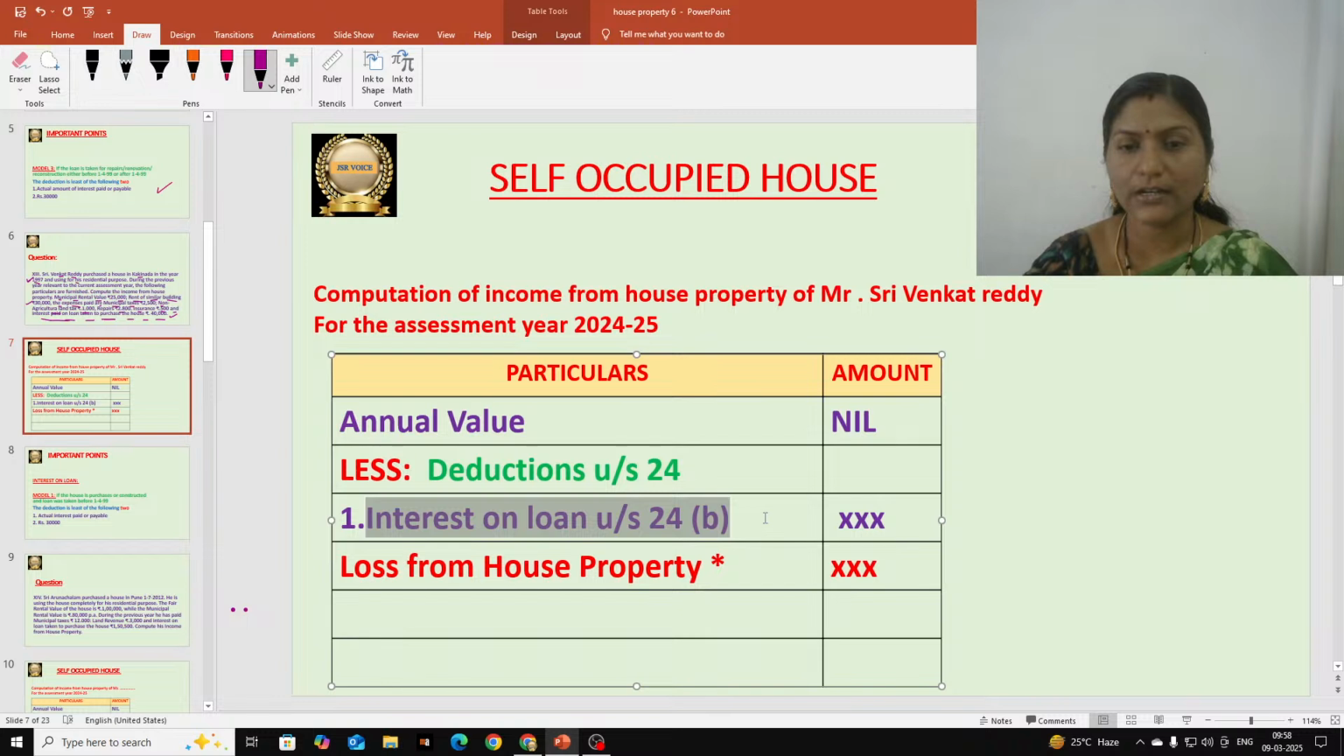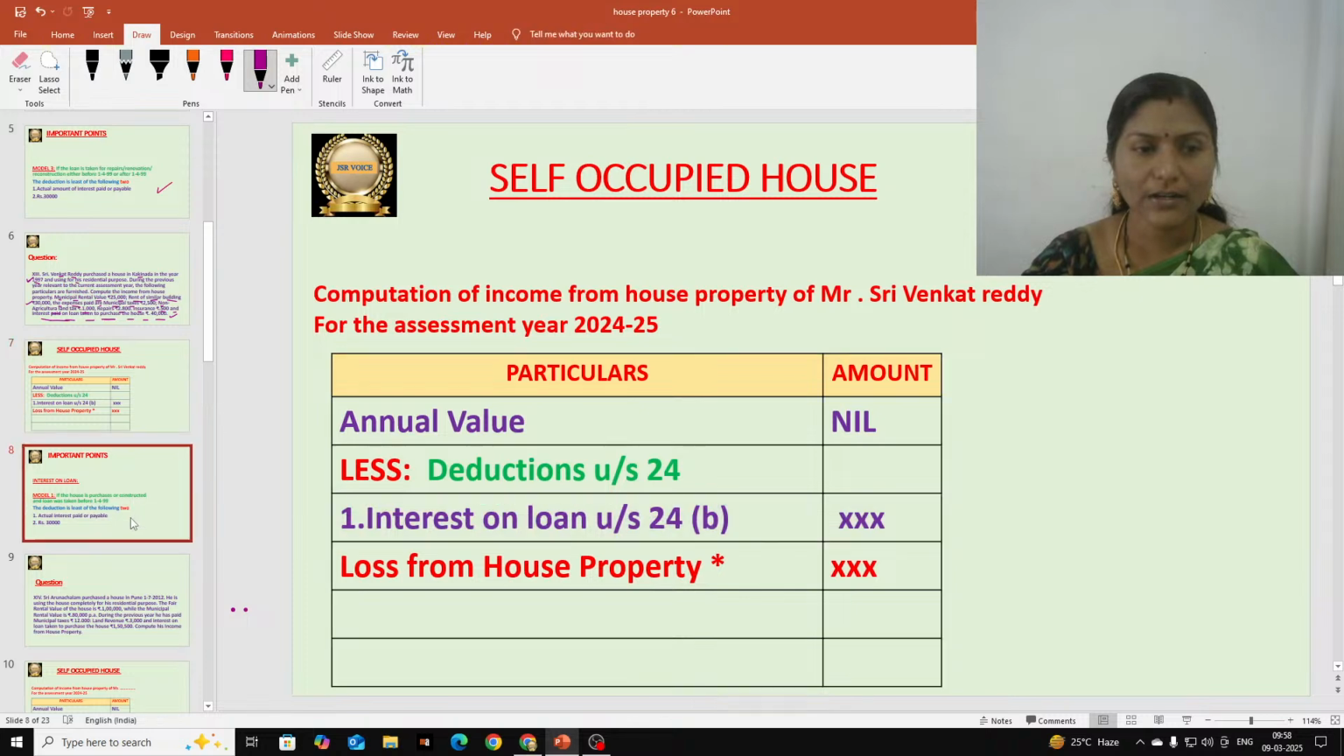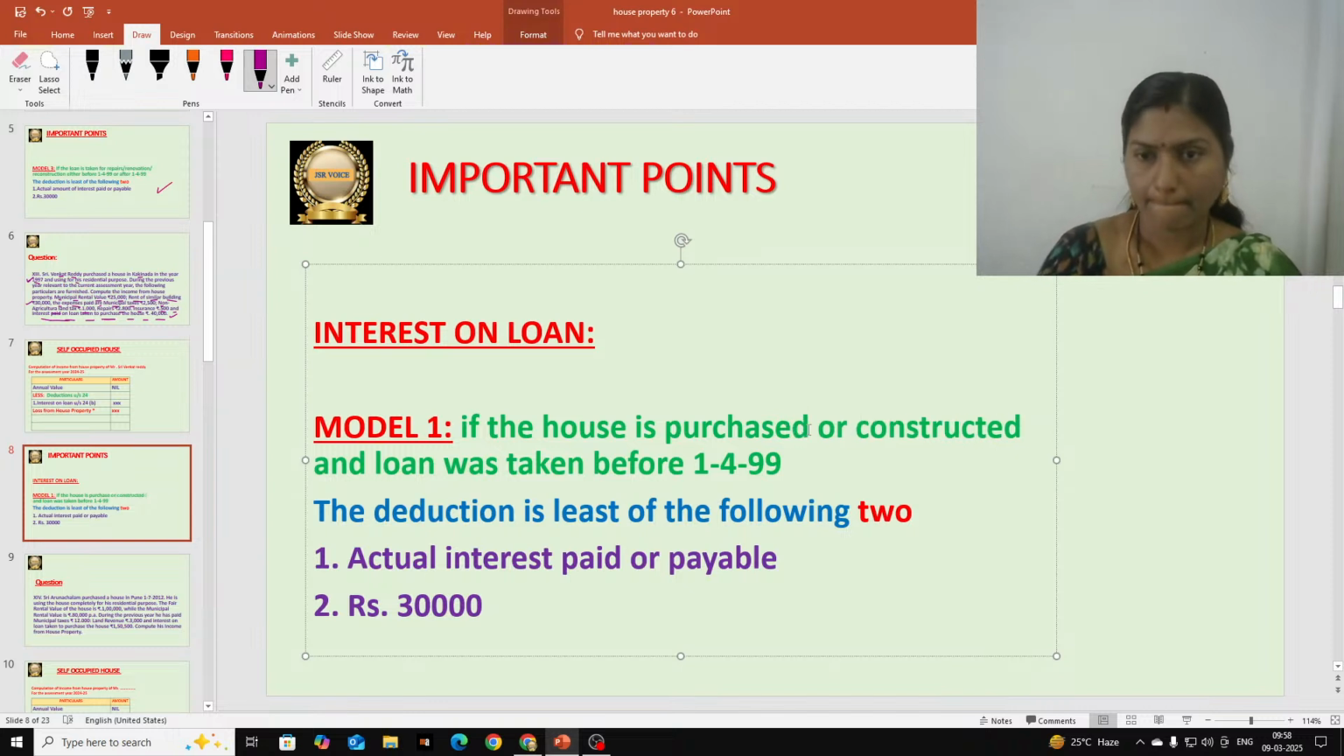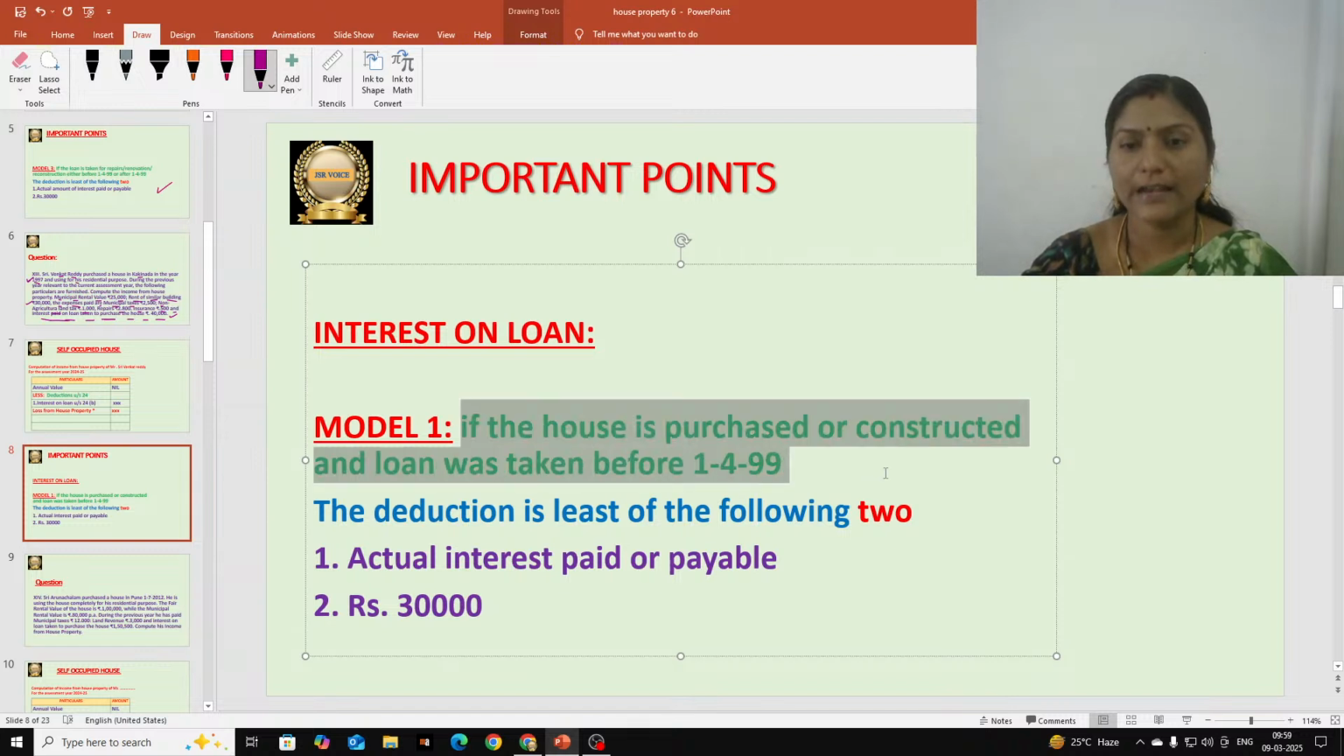This is our solution: interest on loan under section 24(b). How will we calculate? We will first show it in the working notes: Model 1. This is the working note, students. Under that format you are going to do model 1: if the house is purchased or constructed and the loan was taken before 1-4-99. So we took this model 1 into account for this problem. Why? Because the loan was taken before 1-4-99, that is during the year 1997, and that loan was taken for purchasing the house. That is why we selected model 1.